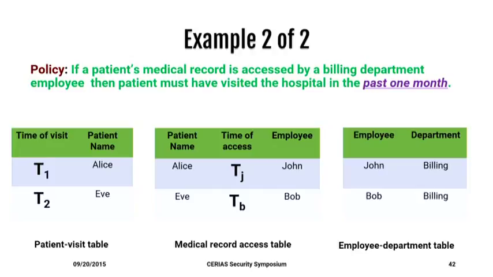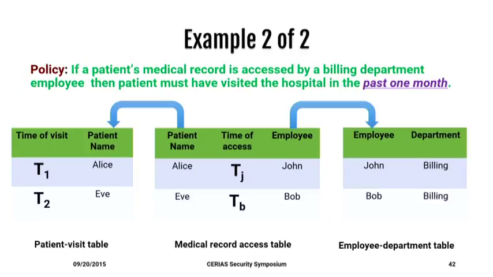So you have a patient visit table which tells you different patients' visit time, last visit time, and when you have the medical record access time, who accessed whose record at what time. So it basically means John accessed Alice's record at time TJ, and then you have John is from the billing department, right? What you do is take a join again, right?